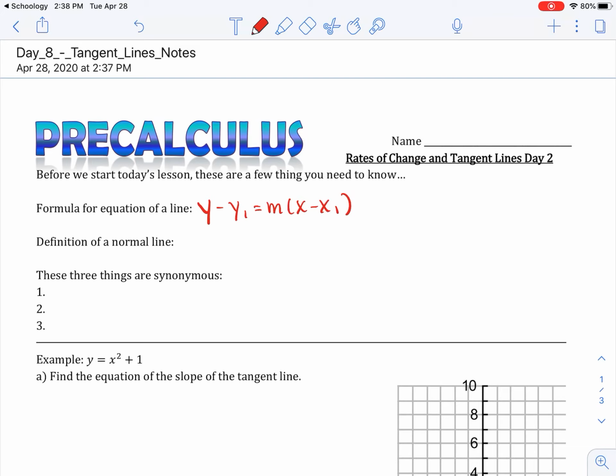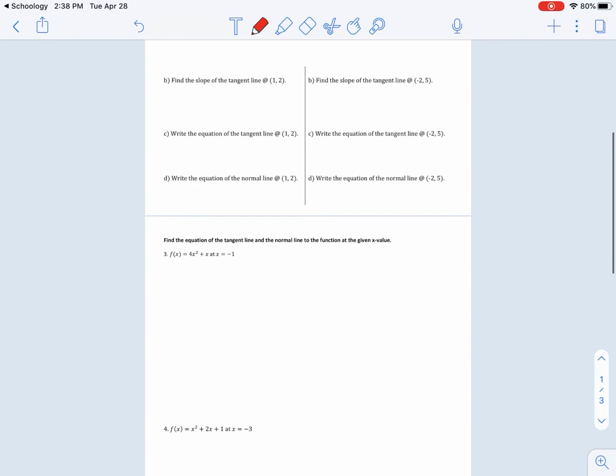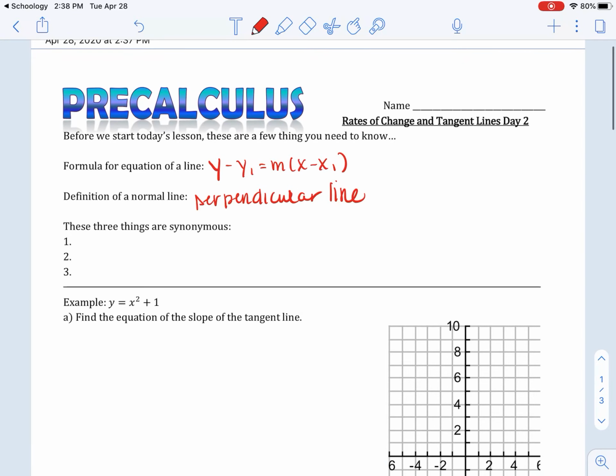Next, definition of a normal line. So we have to know what normal line means. A normal line is the same thing as a perpendicular line. So if I said name a normal line, or if you look here, it says write the equation of a normal line. It's a line perpendicular to the original line, okay?